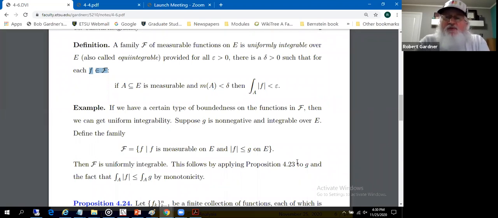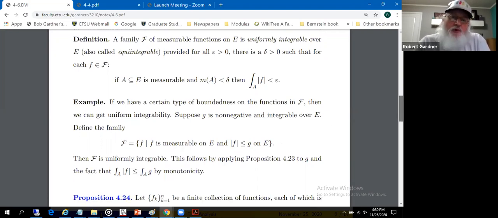Well, you can. Proposition 4.23 applied to function g says g is integrable. So apply that proposition to g. I can make the value of this integral small, less than epsilon, by making the measure of set A sufficiently small, less than delta. So we can do the same thing for all of those functions f by the monotonicity. So potentially quite a gigantic collection of functions here in that family. Like I said, we're mostly interested in sequences because we're going for convergence there.